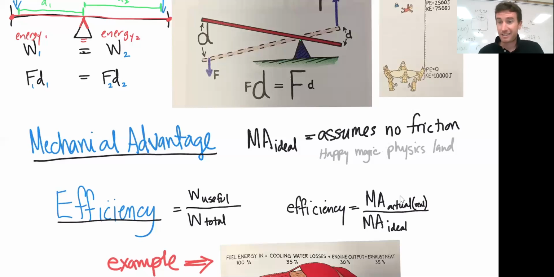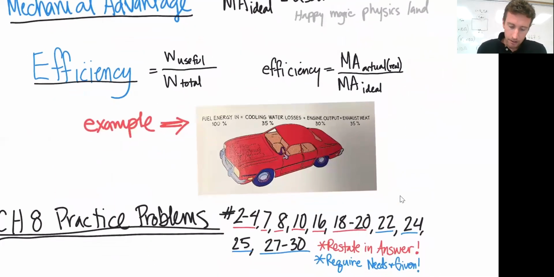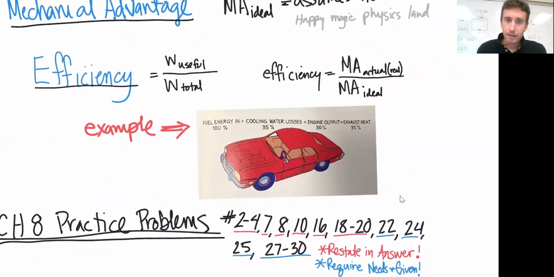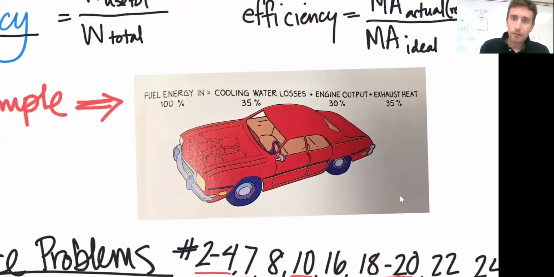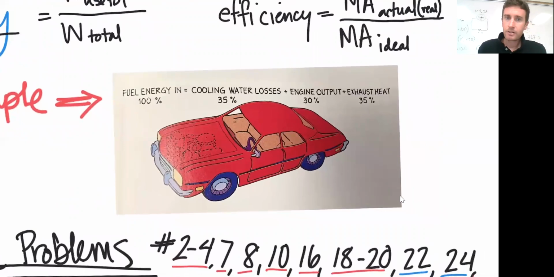And that's easier to calculate in something like a car that has a really obvious function, which is moving things forward. So in a car, I could take a look at the fuel energy going in. That would be like 100% of the energy. And then I could look at how much goes to other places. Cooling water, just to keep the engine from overheating, takes up about 35% of my energy. The engine output, the actual engine running and moving the car forward, gives me about 30% of the energy. And then exhaust heat is about 35%.